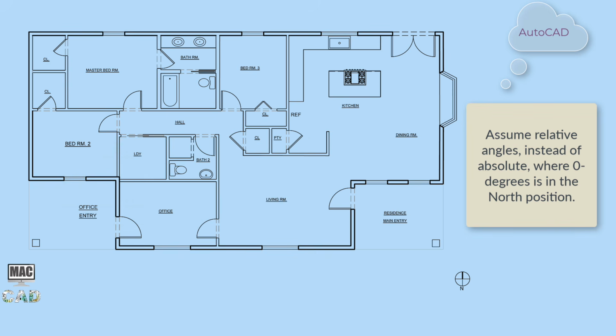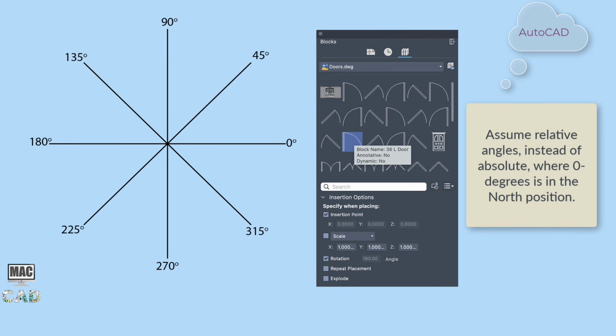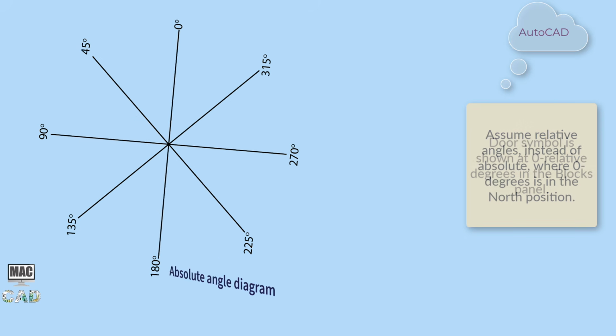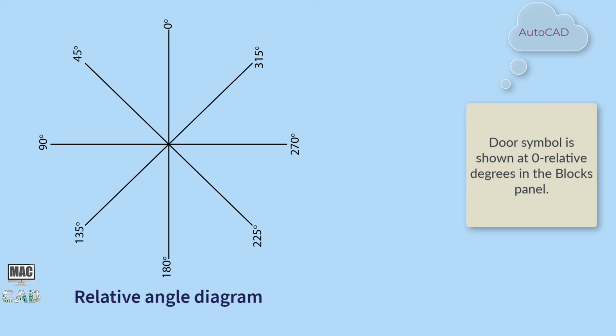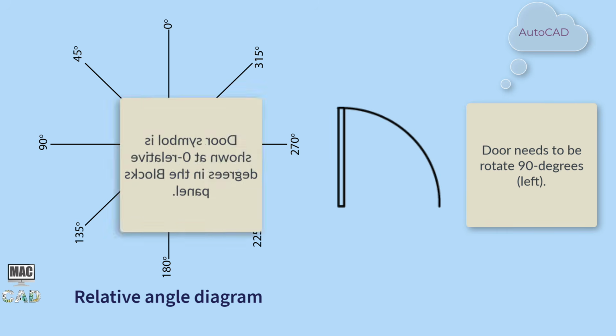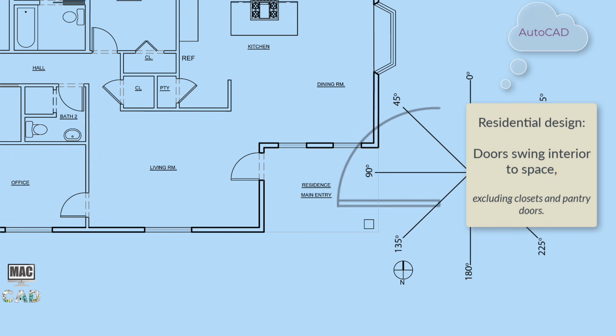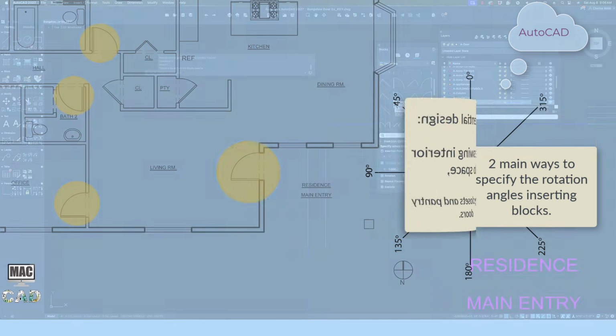Keeping in mind that residential doors swing interior to the space, consider the insertion settings of the door symbol. Assume that the doors are shown at relative angles, not absolute angles. This means we can assume that the way the door is shown is set to 0 degrees. In order for the door to swing interior to the space, we need to rotate the door. The critical thinking exercise is to determine the rotation angle.